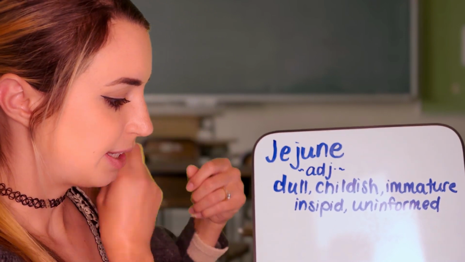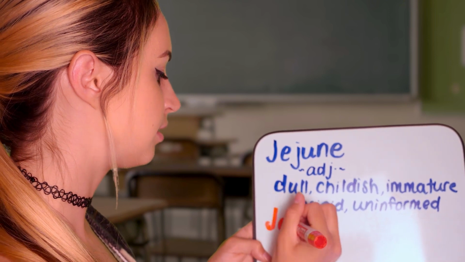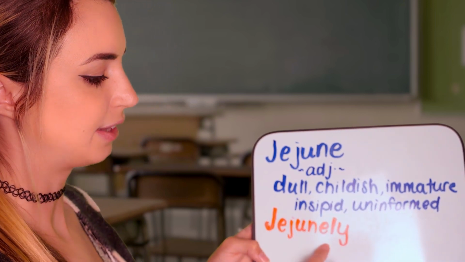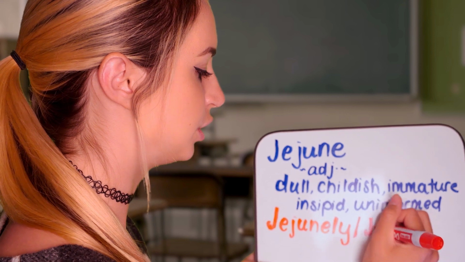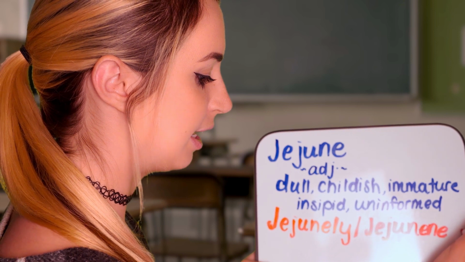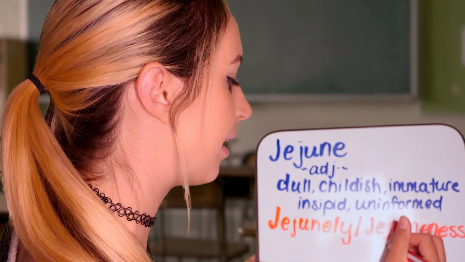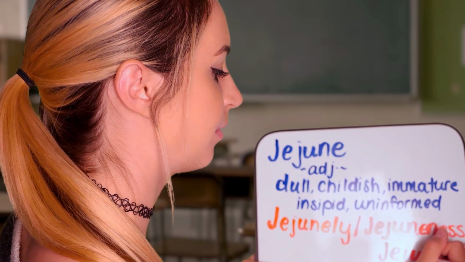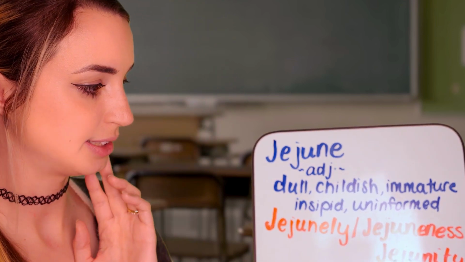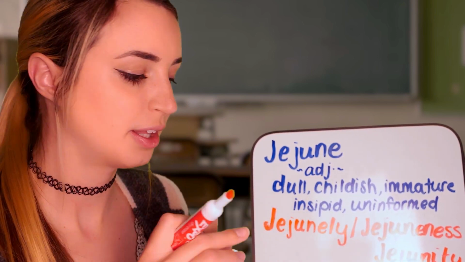The other forms that we have here are the adverb jejunely, just add le at the end there. Jejuneness, add ness, and then the other noun there is jejunity. Probably won't see the nouns too often, but just in case, jejuneness, jejunity, jejunely, jejune.